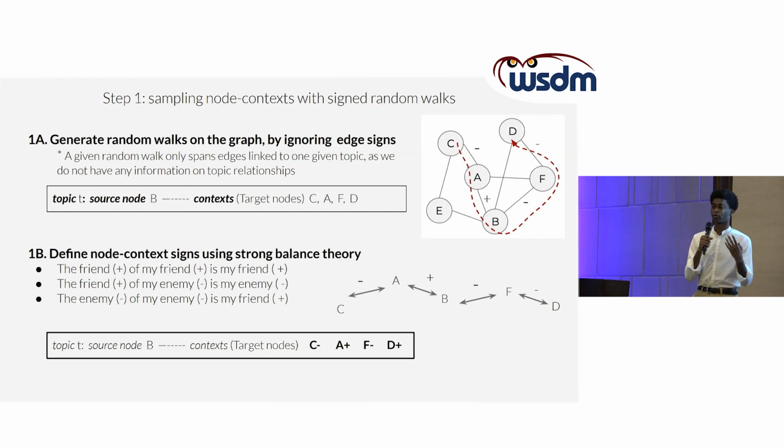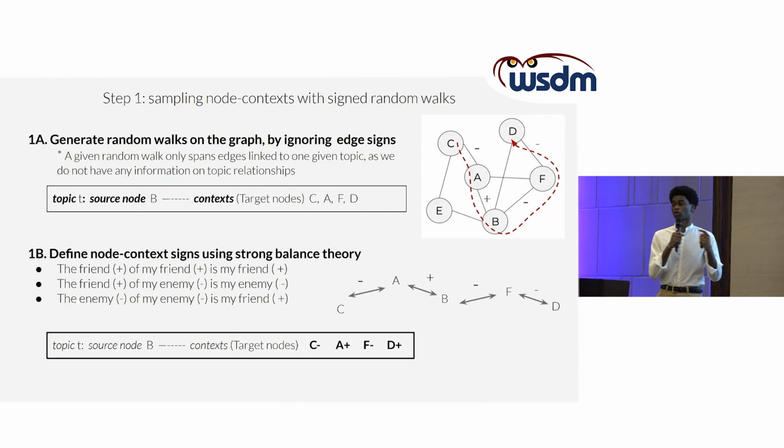The way we're going to do this is to borrow a theory from social science called strong balance theory, which has three main statements. The friend of my friend is my friend, the friend of my enemy is my enemy, and the enemy of my enemy is my friend. When we look at the sequence in this example, C, A, B, F, D, how does B relate to its neighbors? B relates negatively to C because B is a friend of A, who is the enemy of C. B relates positively to A, B relates negatively to F, and B relates positively to D because it's the enemy of one of its enemies.